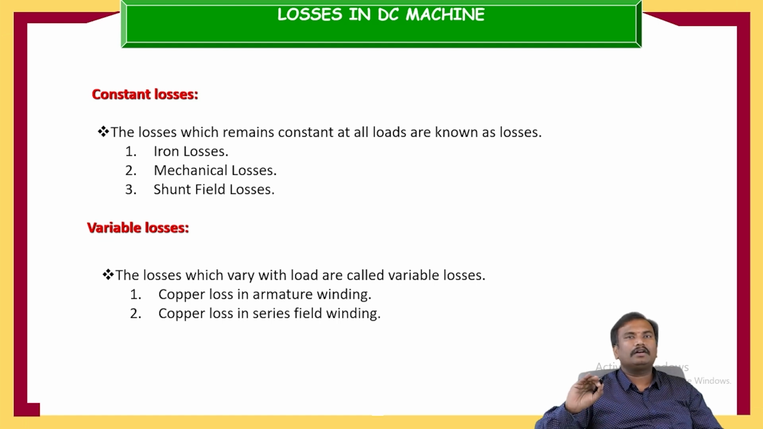These losses are constant. Whereas variable losses are nothing but the losses which vary with load. That is copper loss in the armature winding, because when the load on the machine increases, the current value increases. When the current value increases, the I square R value increases. So the copper losses in the armature winding and in the field winding are variable losses.